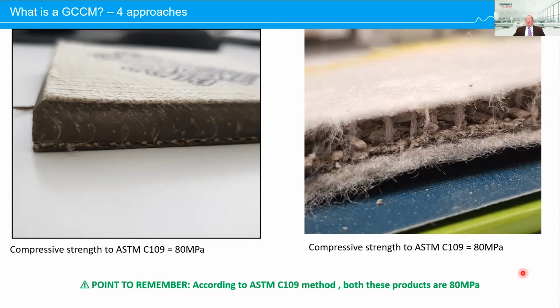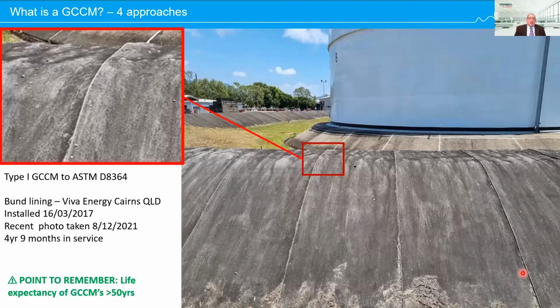Now, the consequence of this, I'll show you some photos in real practice. Here's a job that was installed in 2017, so these photos are taken almost 5 years after service. The product installed here is a type 1 GCCM and meets ASTM D8364. As you can see, the surface looks in pretty good condition after 5 years of service.